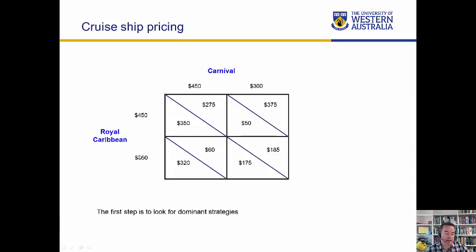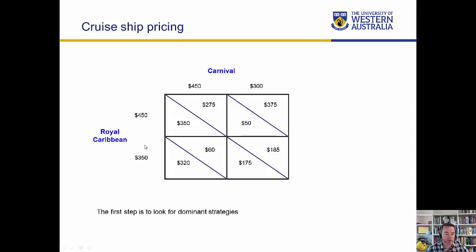And so these 2 companies have to work out what ticket prices they will charge for an upcoming cruise. Now, this is a simultaneous game. So these 2 companies have to actually set their ticket prices without knowing what the other company is going to set their prices at. So to solve this game, we first look for a dominant strategy. So that is a payoff which is always better for one of the companies.